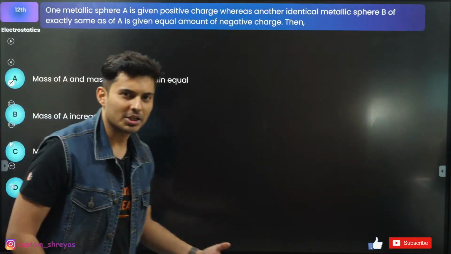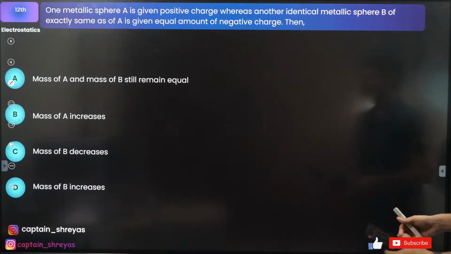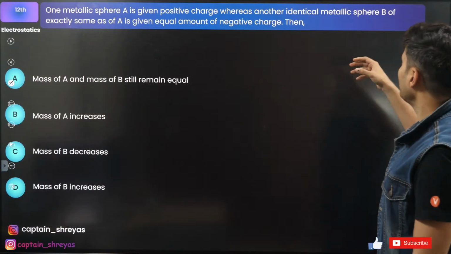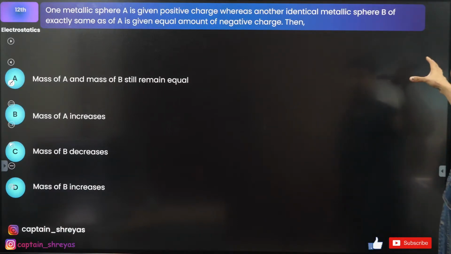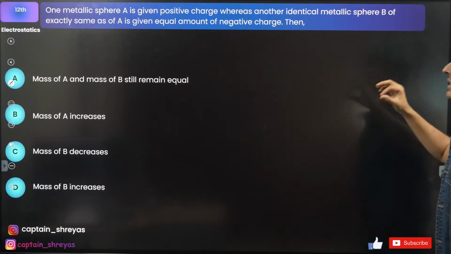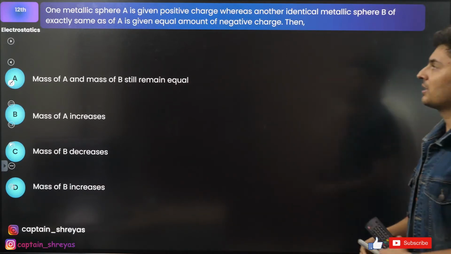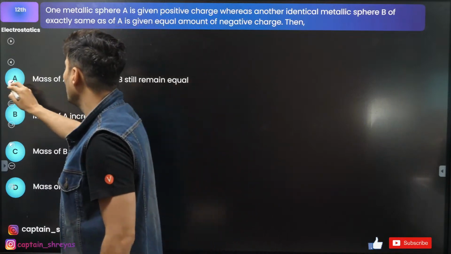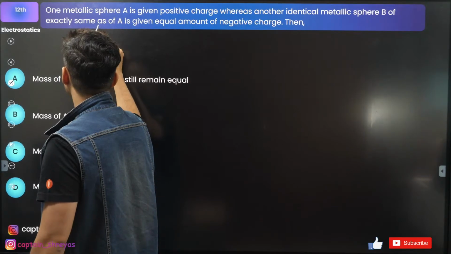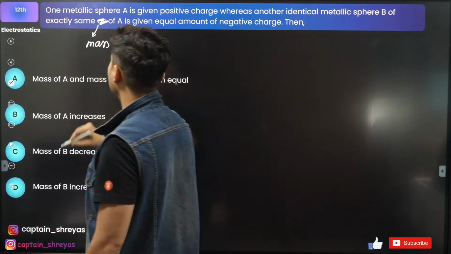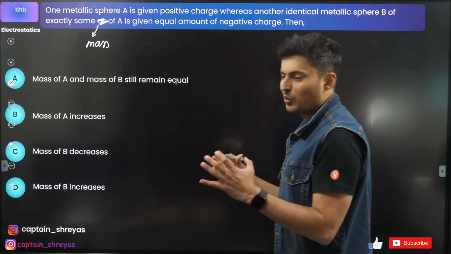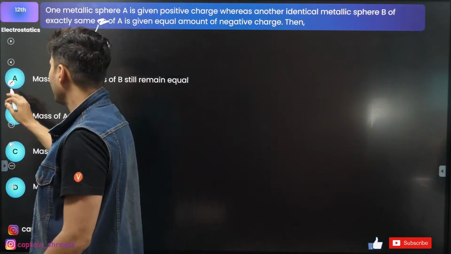Moving on to some questions now, coming up on your screen. There is a metallic sphere A given positive charge, whereas another identical metallic sphere B of exactly same mass as of A is given an equal amount of negative charge. Then which of the following is true? I think the word mass is missing. So let me tell you that this word over here is actually mass. Same mass of A is given an equal amount of negative charge, then whose mass is more, whose mass is less? Come on, think about it.